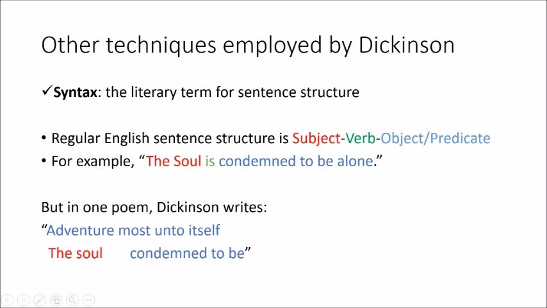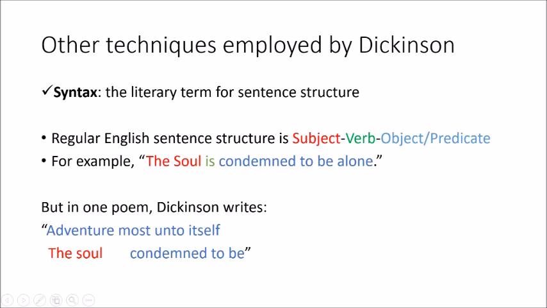Now that's an easy example, I walked my dog, but a poetic example, and I'm sorry this is a little depressing, but it is the example from the poem, is the soul is condemned to be alone. All right, so the soul is the subject, is the verb, and condemned to be alone is the predicate, the end of that sentence following the subject and verb. But what Dickinson frequently does in her work is begin with the object or predicate and have the subject far later in the sentence. And this is what we would call unusual syntax or out of order syntax. We would describe the syntax as not being typical for the way that English language writing is done.